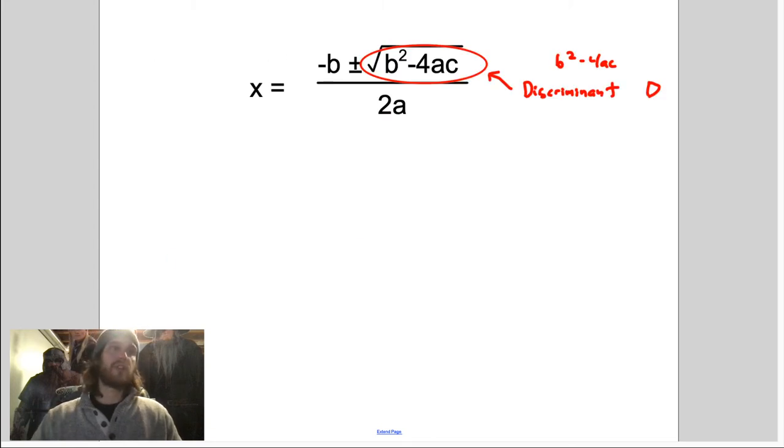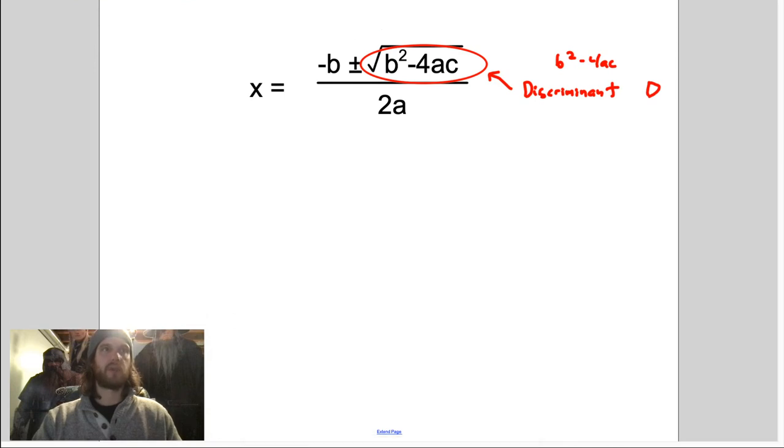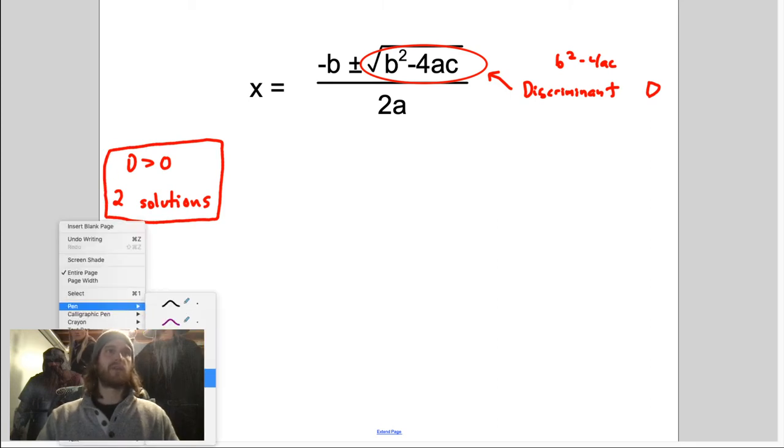Okay, so it turns out that anytime that you have a discriminant, what color did I do this in? I don't recall. Anytime that you have a discriminant that is greater than 0, you will always have two solutions. Ooh, yeah. That's nice. That's a nice thing to know. We can count on the quadratic formula.